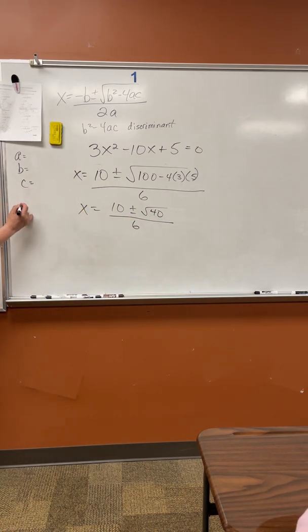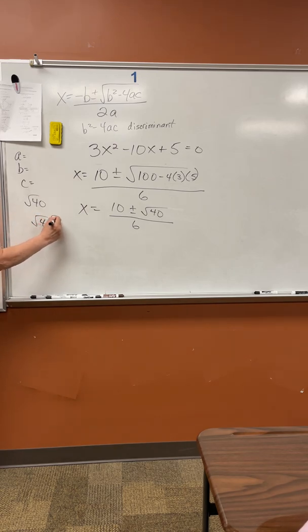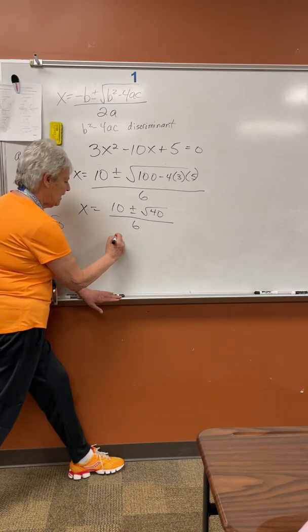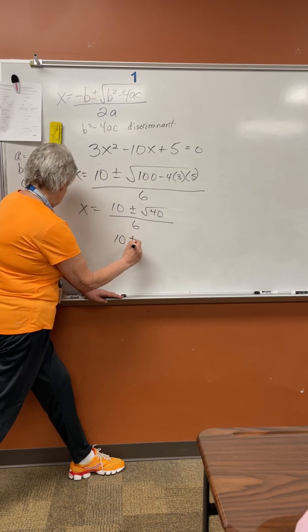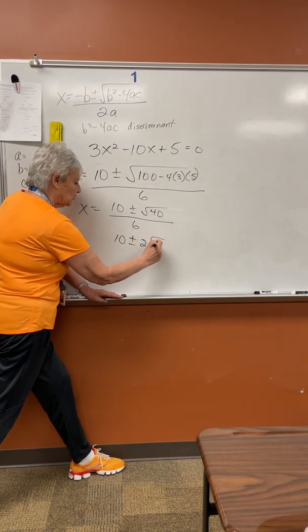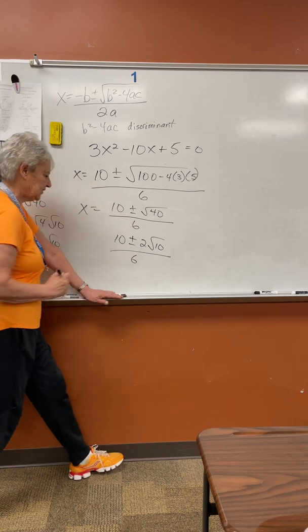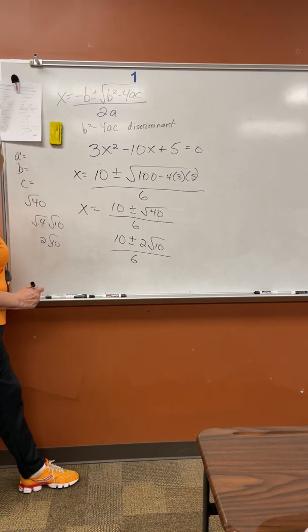Now let's deal with that radical 40. This is why I taught you to simplify them. Radical 2, I was doing what you were doing. Radical 4, radical 10, 2 radical 10. So we have 10 plus or minus 2 radical 10 over 6. I think that's good enough.